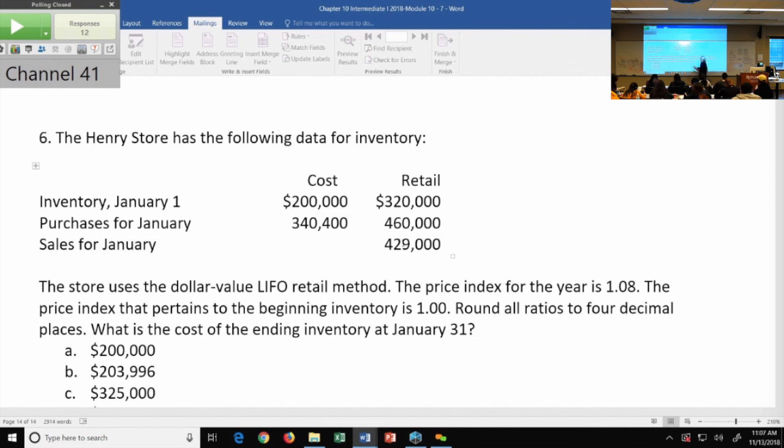Then if I needed to find out the ending inventory at retail, I know it's the goods available, which are here at 780. If I take the sales and subtract them out, then the inventory is 351. So now you would just take that information and put that into the layer calculation from here, right?